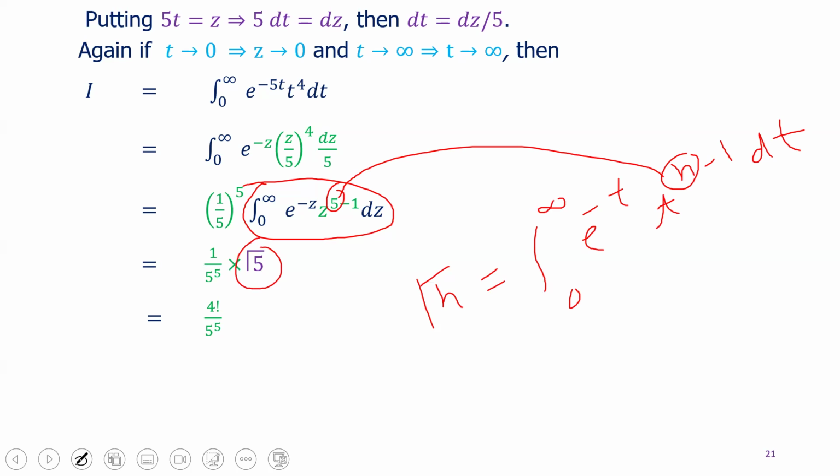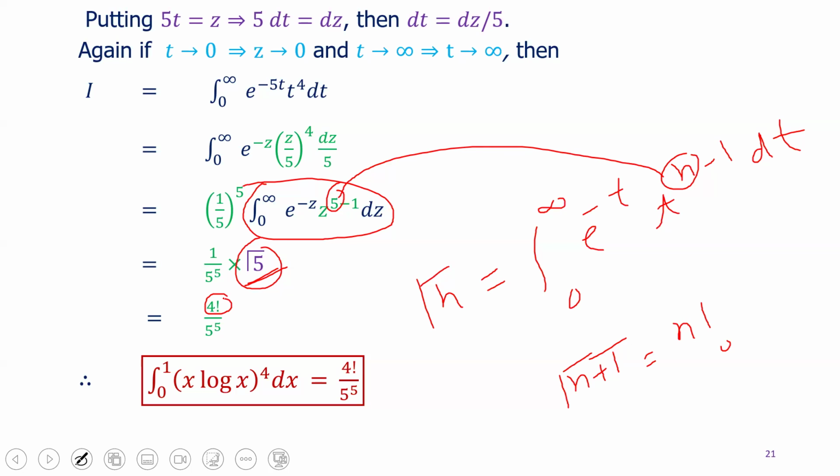Again, we know that gamma n plus 1 is equal to n factorial. Therefore, gamma 5 is equal to 4 factorial. Therefore, the integration under the limit 0 to 1 of (x log x)^4 with respect to x is equal to 4 factorial upon 5 to the power 5. So this is our answer. Thank you.